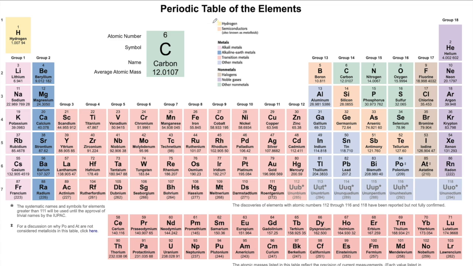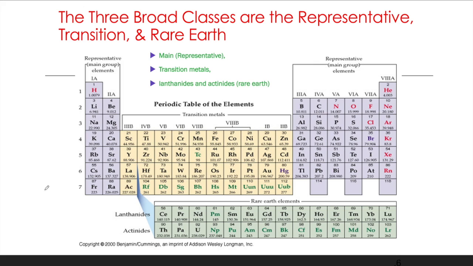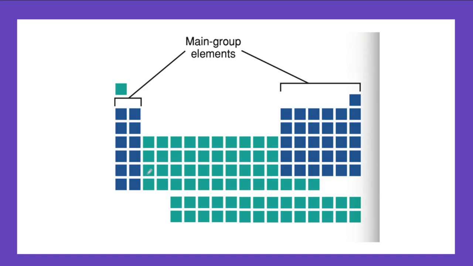In this periodic table, you can see there's a legend over here, and each group has been given a different color to show the different kinds of elements having different properties. For example, this pink extreme left corner group is called the alkali metals. Broadly, a periodic table is classified as main group elements, transition elements, and rare earth elements. The main group elements are present on either side of the periodic table. Groups 1, 2, and 13 to 18 are your main group elements.